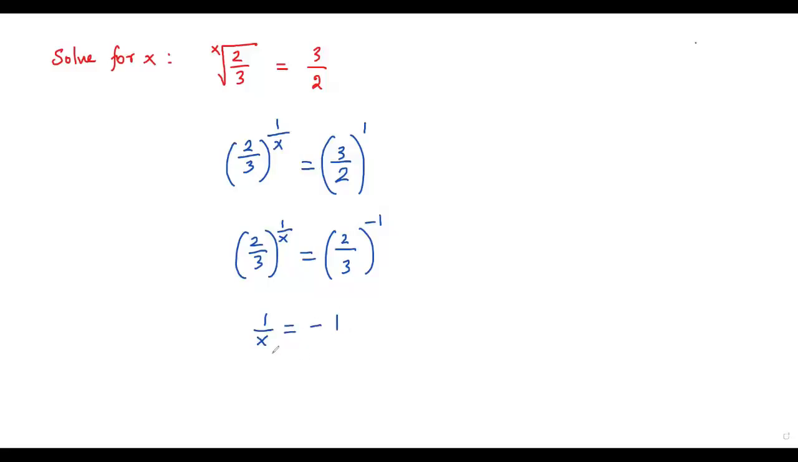My aim is to get the value of x, but x is in the denominator. To get x to the numerator, I have to take the reciprocal on both sides. When I take the reciprocal of 1 over x, it just becomes x. On the right side, I write the negative sign as it is. The reciprocal of 1 is still 1. So now I have solved for x. The value of x is negative 1.